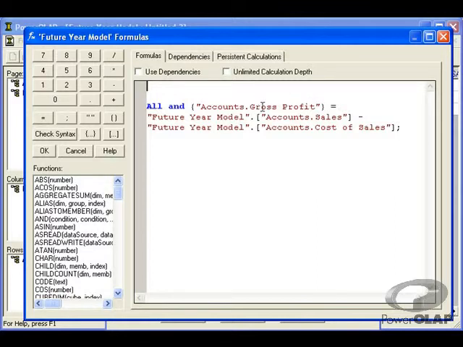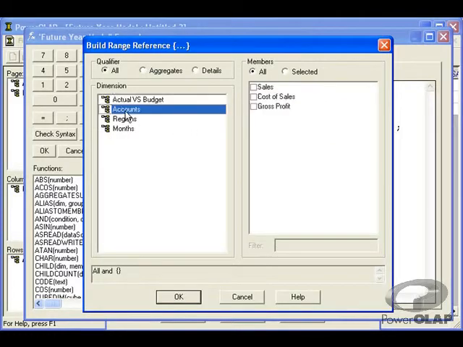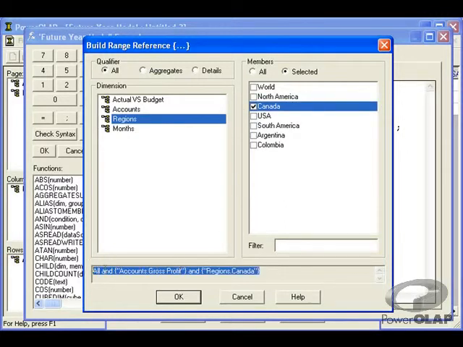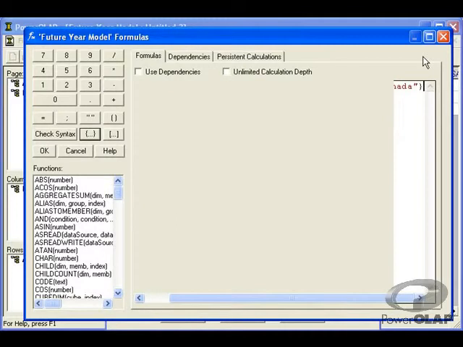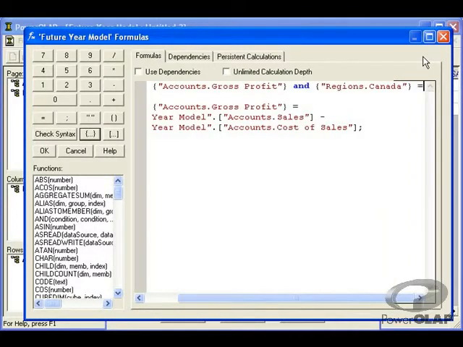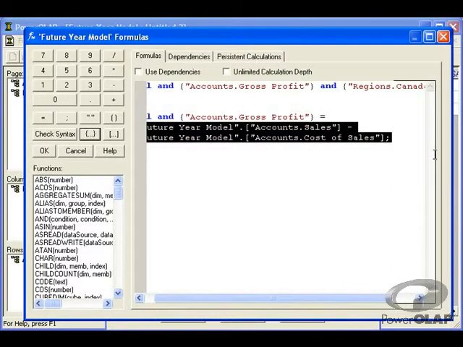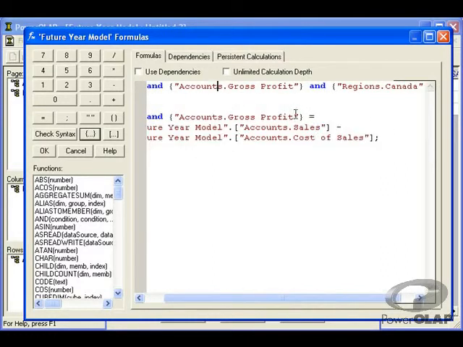So to write this formula, we'll do a left-hand side, and this time, instead of simply selecting gross profit along the accounts dimension, we're going to select the regions dimension as well and select Canada. We can now see down here that the left-hand side of our formula covers both gross profit and regions Canada. I'll select OK. Set that equal to, and for ease of demo here, I will copy formulas from below.